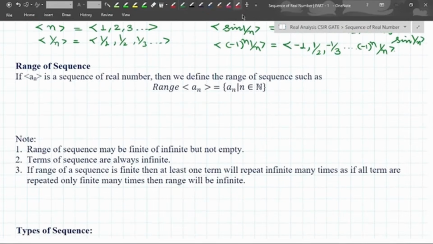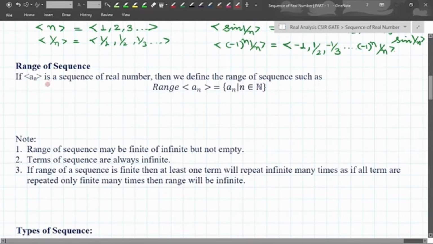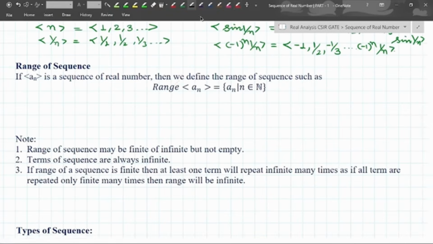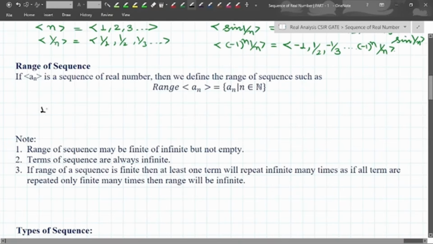Now what is the range of a sequence? If An is a sequence of real numbers, then we define the range of the sequence as the set of numbers from which the entries are coming. For example, if I take a sequence like 1, 1, 1, and so on, it will go up to 1 only.